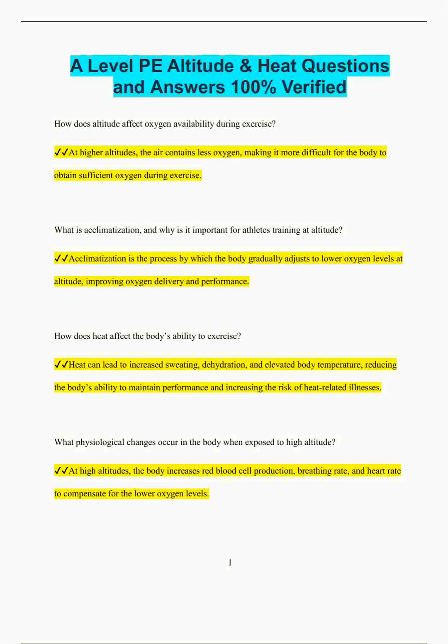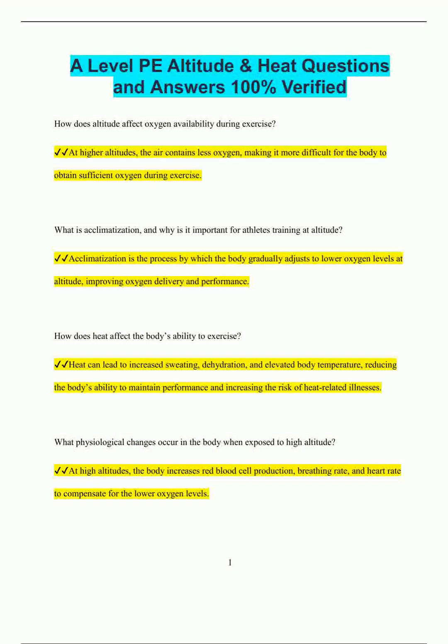A-level PE altitude and heat questions and answers, 100% verified. How does altitude affect oxygen availability during exercise? At higher altitudes, the air contains less oxygen, making it more difficult for the body to obtain sufficient oxygen during exercise.